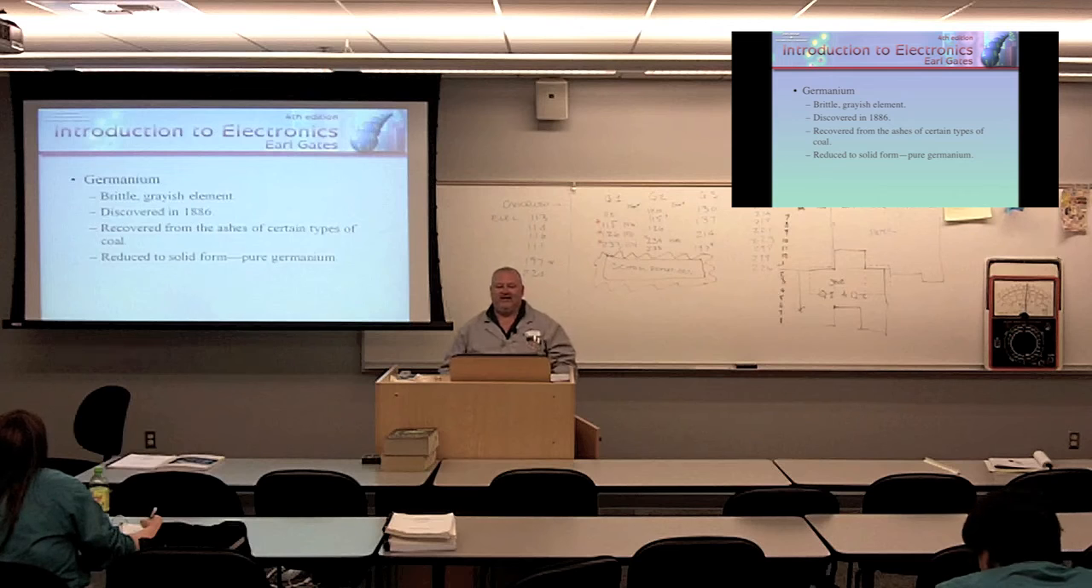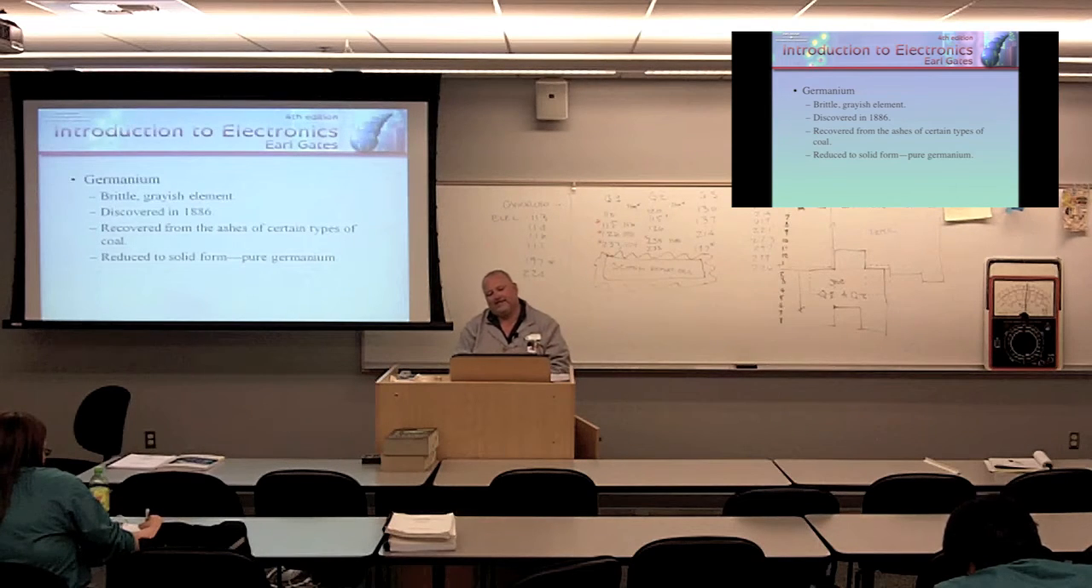Discovered in 1886. Recovered from the ashes of certain types of coal. Don't ask me how they discovered it in 1886 and, well, you know, they're going through ashes of coal. Oh, wow, look at this. It looks like germanium. Germanium, not geranium. When it's reduced to a solid form, you end up with pure germanium.